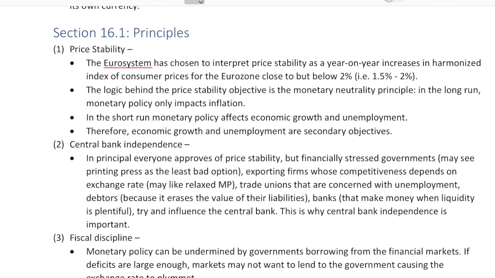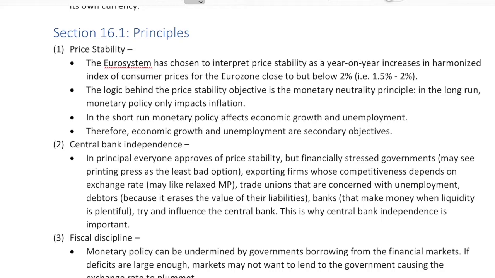So what is price stability? The Eurosystem, which is the term we use to identify members of the European Monetary Union, has chosen to interpret price stability as essentially an annual increase in prices below 2%, right? So there's no hard and fast directive on it being 2%, but the market interprets it as 2%.